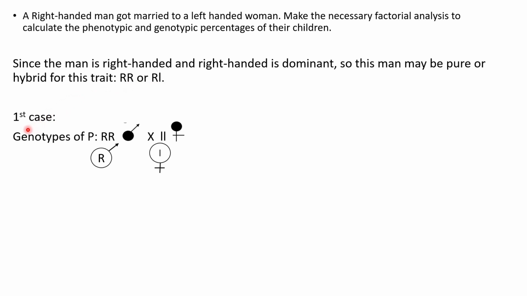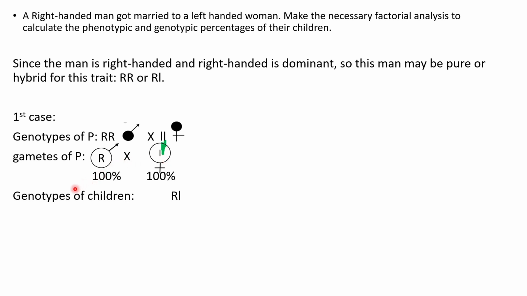I'm going to start with the first case. Genotypes of parents: the man in this first case is going to be pure or homozygous RR, and the woman is ll. The woman is always going to be ll because she is left-handed, and left-handed is recessive. So the gametes of the parents are going to be R for the man, 100%. All the gametes of the man carry capital R, and 100% of the gametes of the woman carry small l.